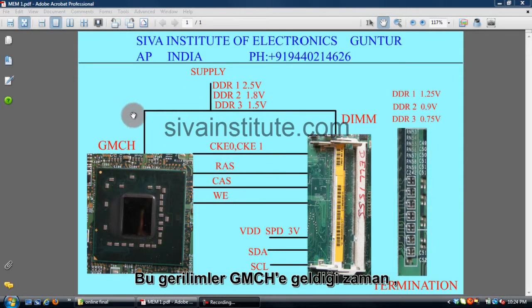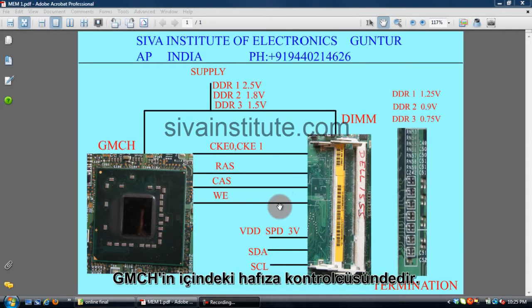Next, when this voltage comes to the GMCH, the CKE0 and CKE1 clock enable voltages will come out from the GMCH to the memory slot. RAS, row address strobe, column address strobe, write. These pins have some voltage, 1 to 1.5 volts. If there is no voltage at these points, you should check the GMCH.